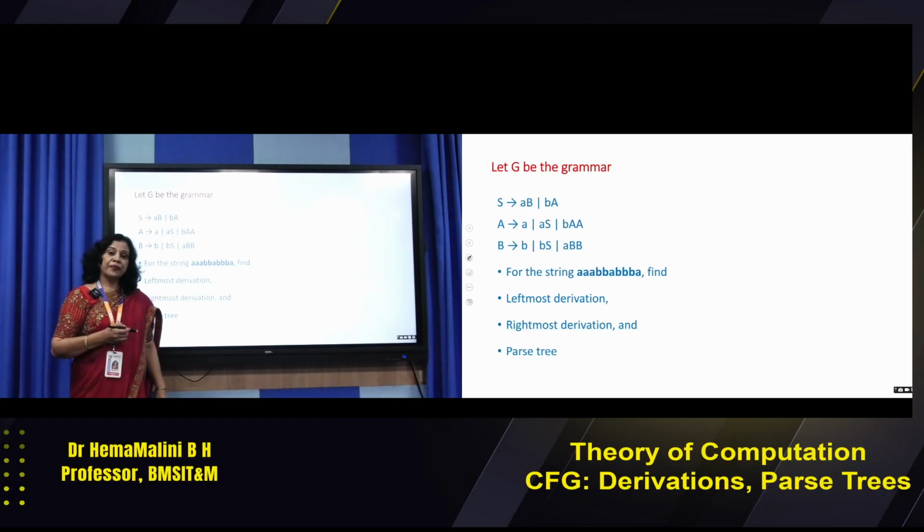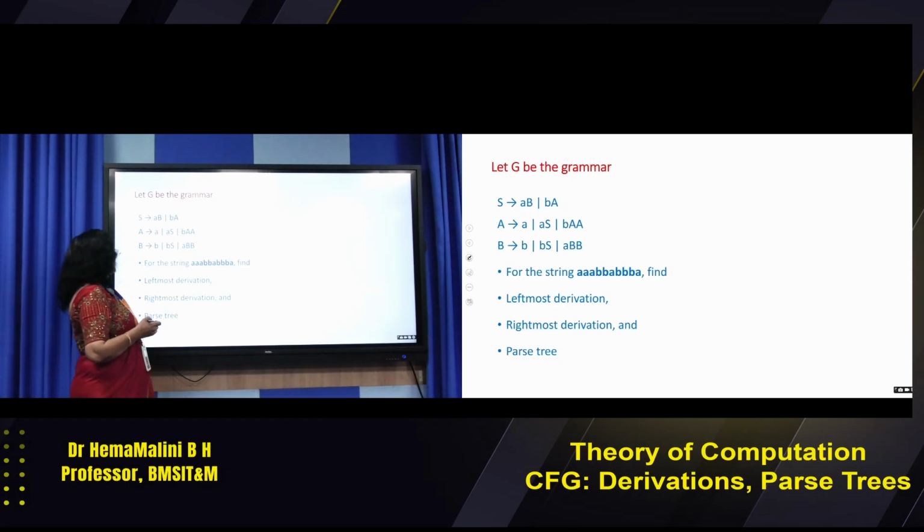This is the next problem. Let G be the grammar. So this is the grammar. S produces a B or b A. A produces a, or a S, or b A A. B produces b, or b S, or a B B.